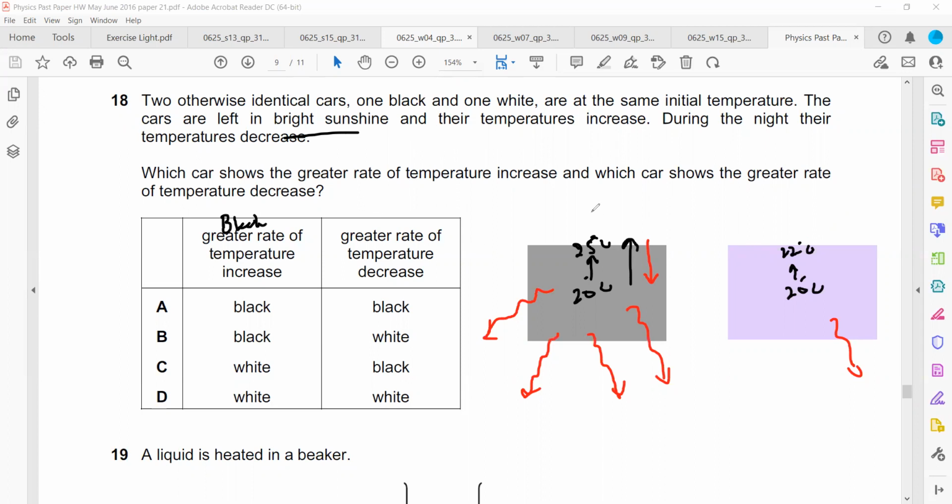For example, now it is 25, when it cooled down it returned back to 20. So when 25 turned to 20, it means the temperature changes by 5. Whereas a white car, because it does not absorb too much energy, does not radiate too much, and its temperature fall will be smaller. So in both cases, the black car will absorb greater energy and increase the temperature, and when it cools down, it releases more energy and there will be a greater change in temperature.